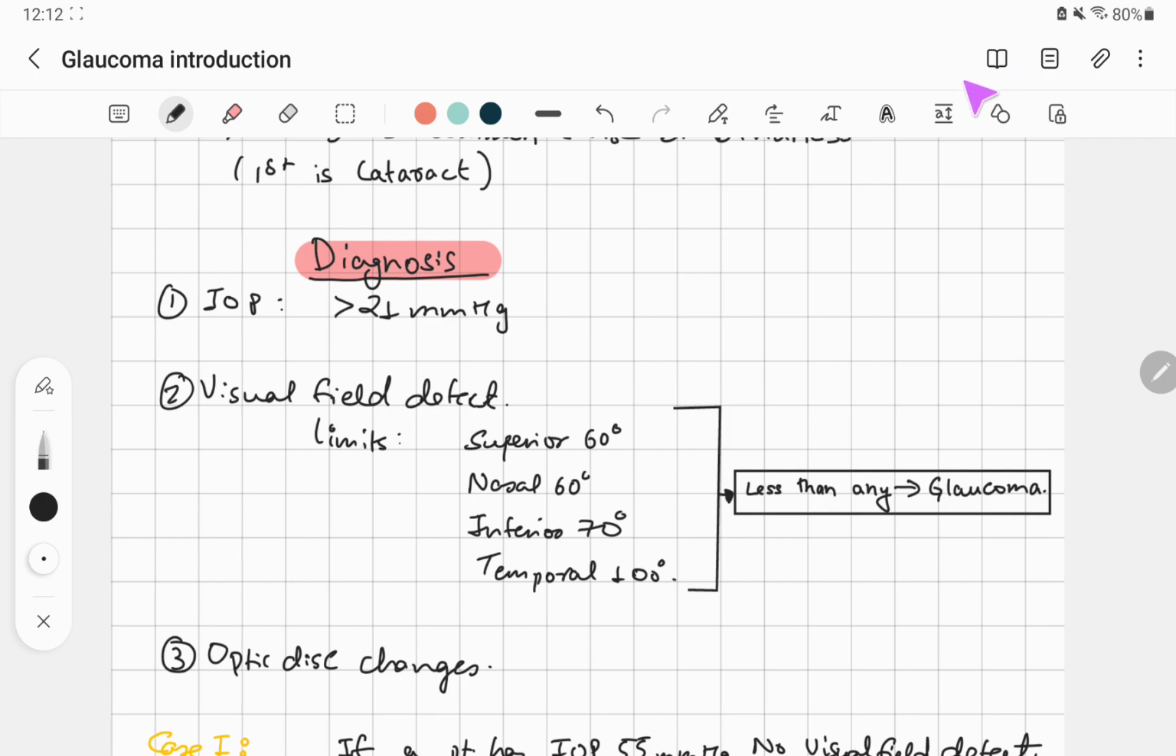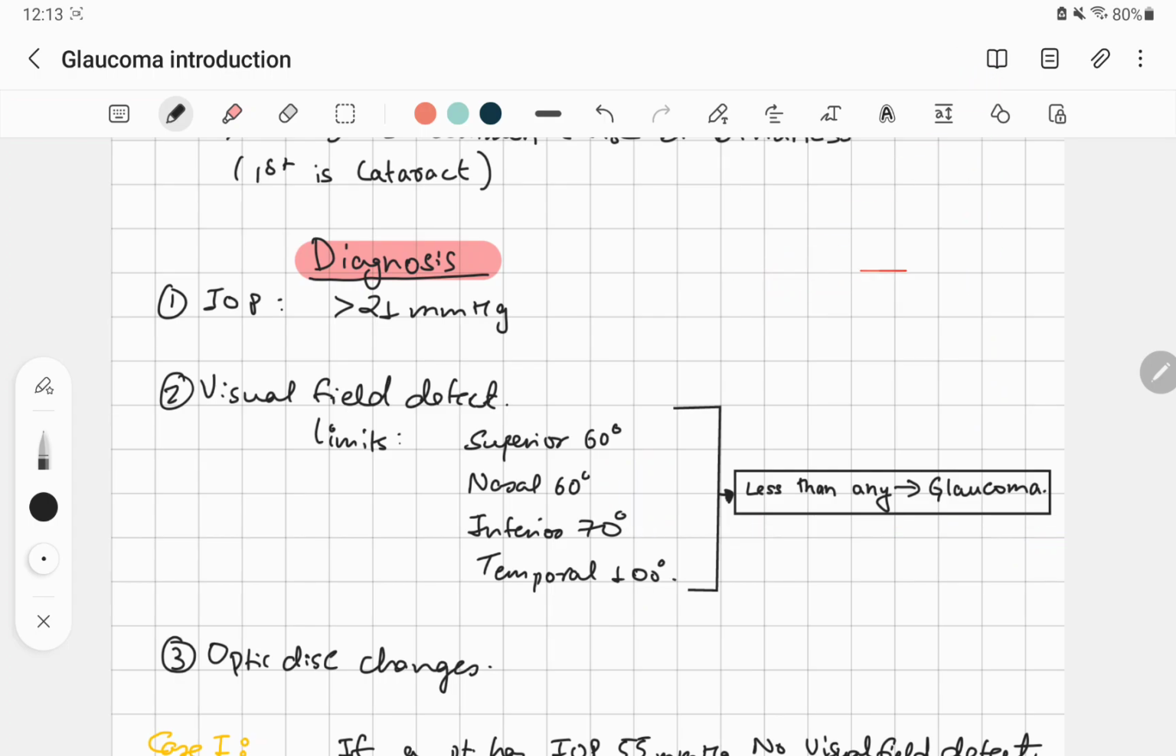So let's read further. What are the limits of the visual field? In the eye, the superior visual field is 60 degrees, in the nasal side 60 degrees, inferior 70 degrees, and in the temporal side the visual field is up to 100 degrees. If it is less than any one of them, then it is glaucoma. So we have to remember this.